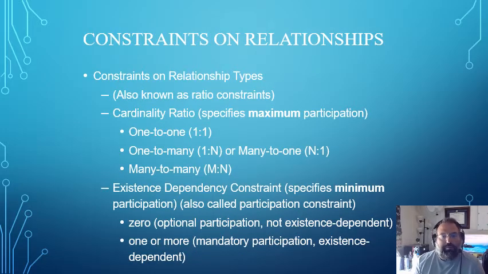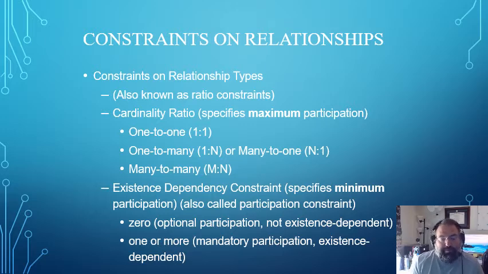There are constraints on relationships of various types. This is where I've talked a little bit so far about cardinality, which is also sometimes called ratio constraints. Cardinality specifies the maximum participation on each side of the relationship. One-to-one is the simplest. One-to-many or many-to-one is where there are many of one thing relating to another, or vice versa. And many-to-many is where many things relate to many other things.